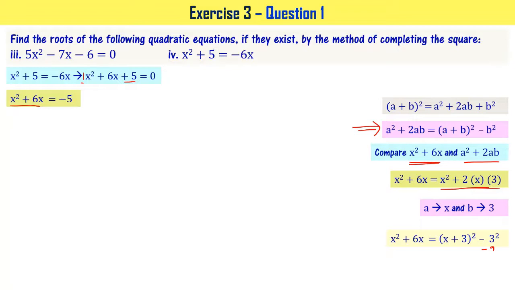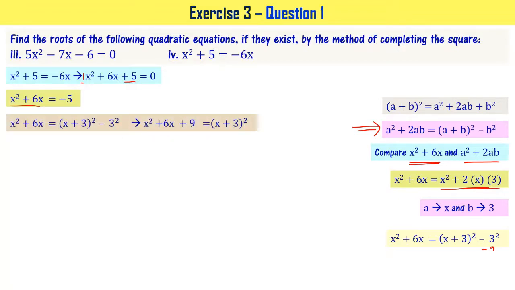What you have now is x square plus 6x equal to x plus 3 whole square minus 9, right? Now if you take this minus 9 to the other side, this becomes plus 9. That's why you have x square plus 6x plus 9, right? That is equal to x plus 3 whole square.